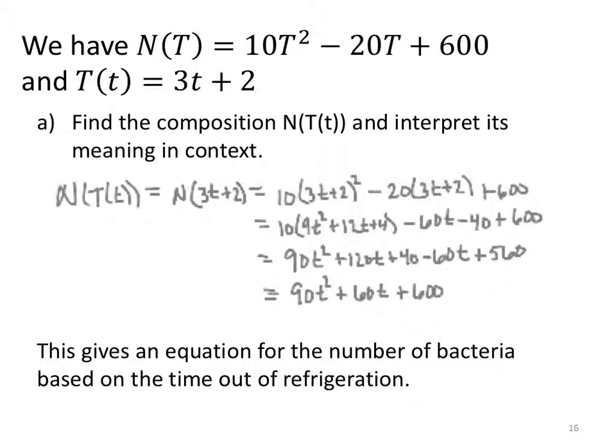What is this? This is the number of bacteria, N, based on the time it's been out of refrigeration. Rather than the number of bacteria based on temperature, now we have the number of bacteria based on the time that the meat or food has been out of refrigeration.